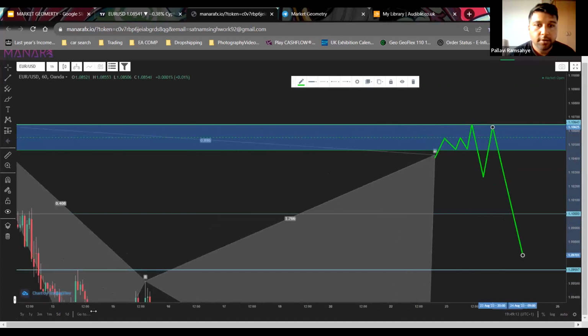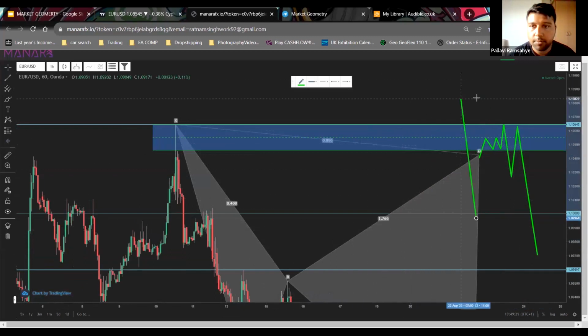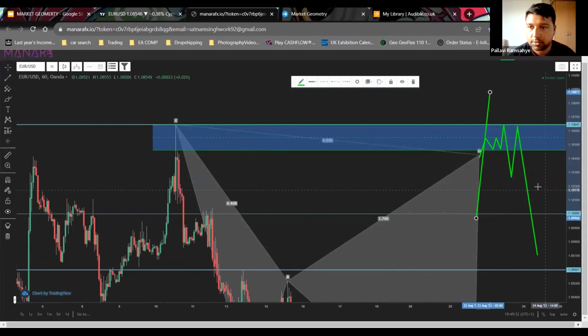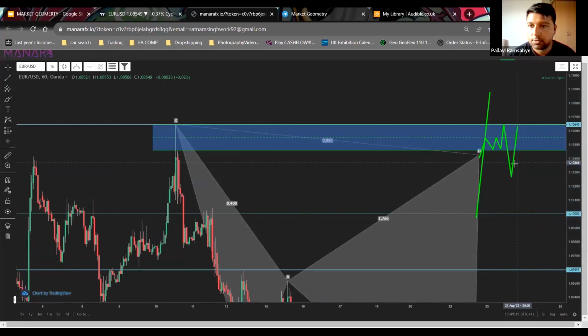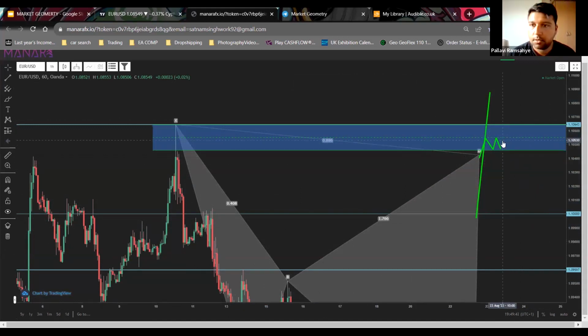With any failed patterns, what we're looking for, again, is price action. So this is one example. If price was to come up, let me get rid of the drawings. Get rid of this quickly.